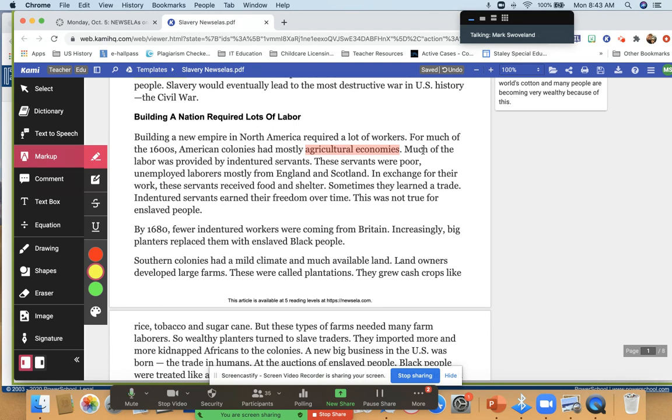Much of the labor was provided by indentured servants. These servants were poor, unemployed laborers, mostly from England and Scotland. In exchange for their work, these servants received food and shelter. Sometimes they learned a trade. Indentured servants earned their freedom over time. This was not true for enslaved people.